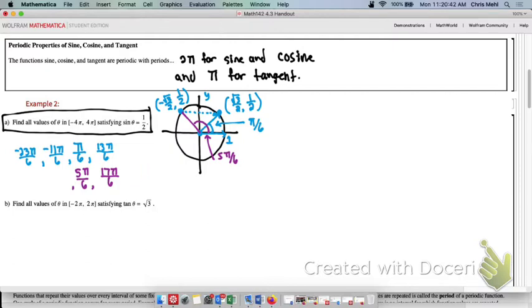So starting at 5 pi over 6, I'll subtract another 2 pi. So 5 pi over 6 minus 12 pi over 6 would be minus 7 pi over 6. We'll subtract another 2 pi, or 12 pi over 6, to get minus 19 pi over 6. And if you subtract 2 pi one more time, you would get negative 31 pi over 6, which is actually less than negative 4 pi. So these are the 8 angles between negative 4 pi and 4 pi that would give you a sine value of 1/2.